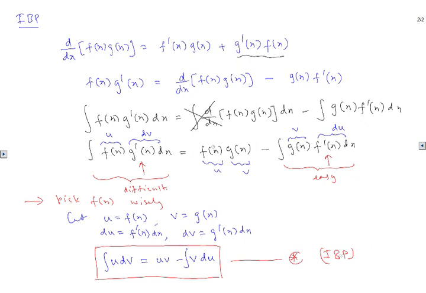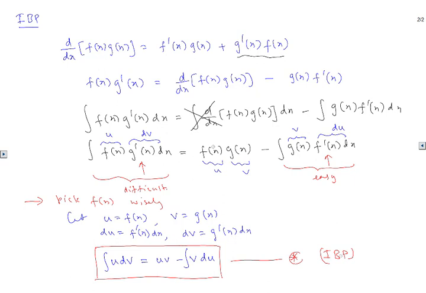You can see that it's simply coming from the product rule. So now the goal is to pick u properly, and then it's very easy to do the integrals. Because what we're trying to do is transform a difficult integral into an easy one. You start with a difficult integral and transform it to an easy integral by properly selecting f(x).